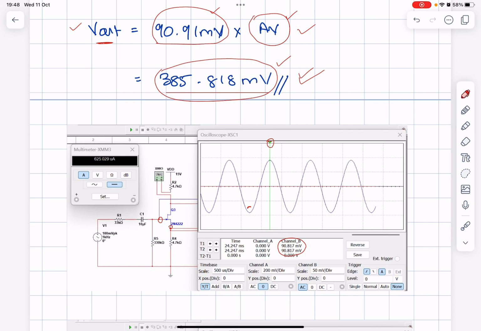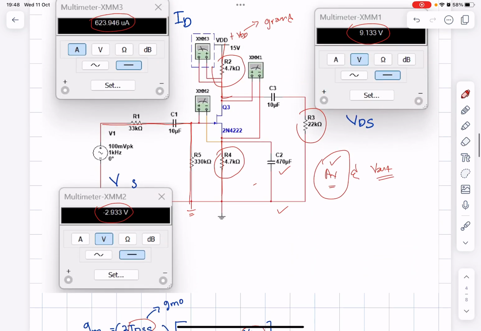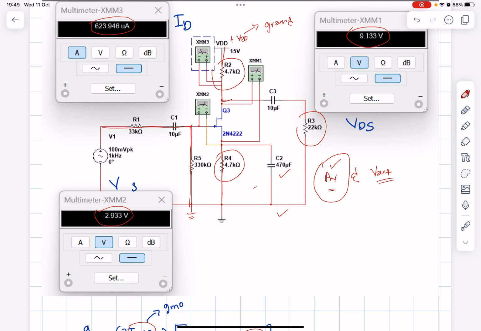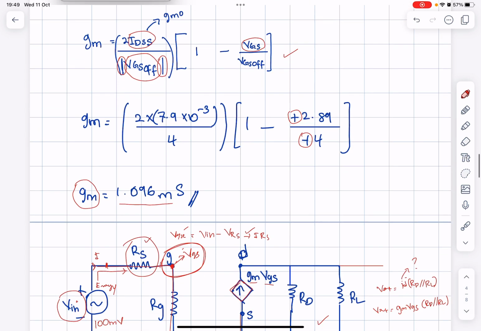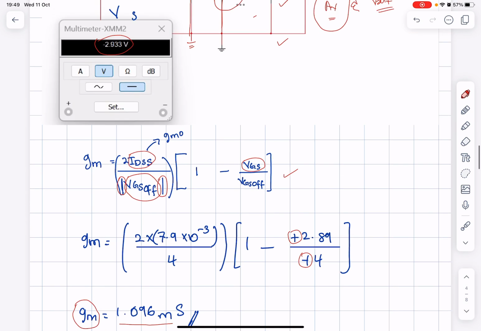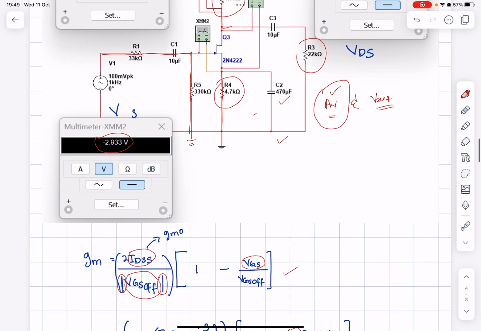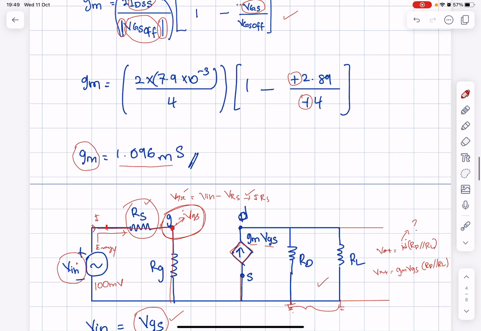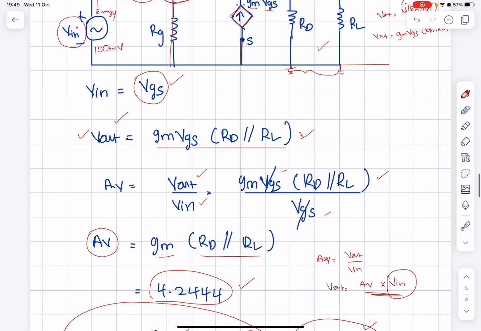So I have covered the transistor FET in self-bias configuration and also voltage divider bias configuration. So you need to try the tutorial in biasing, the self-bias and the voltage divider bias. Once you are done with the tutorial in biasing, you need to calculate the Av or Vout based on what the question requires.